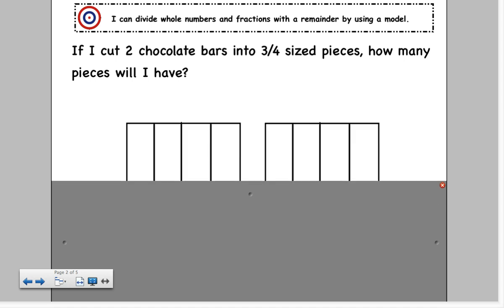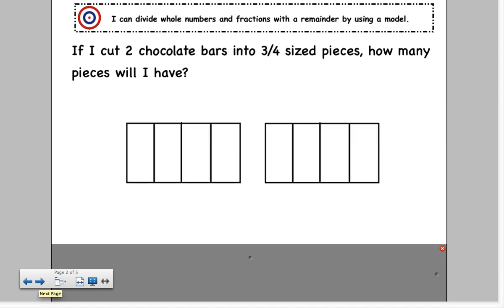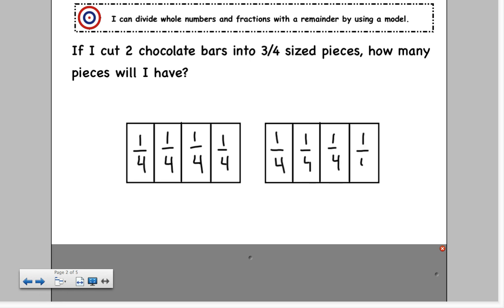Well, I've already started and I've created a model here that shows 2 chocolate bars, and what I've done is I've divided the chocolate bar up into groups or sizes of 1/4. Now the reason I've done this is because I'm going to be making 3/4 sized groups out of these 2 chocolate bars. That's what division is: making groups, a certain sized group, out of another amount. So in this case, we're going to make 3/4 sized groups.